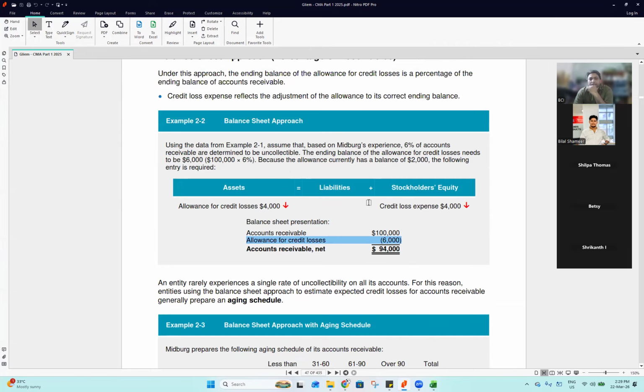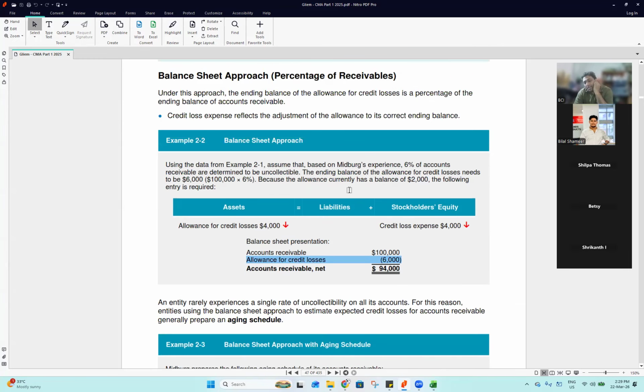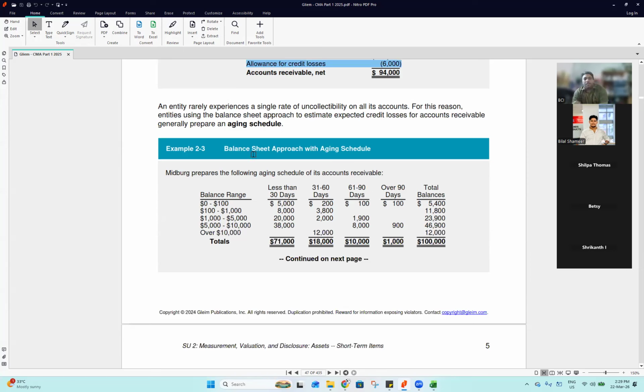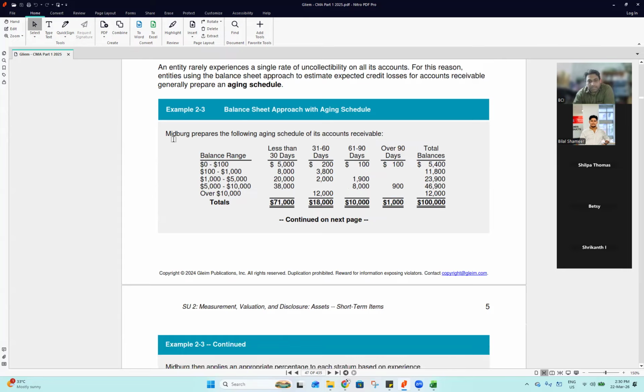Now, the second one. Normally in companies, we don't take a percentage of the total accounts receivable. We do the aging report, right? On the basis of the aging report, you do the provisions, correct? Now comes the aging schedule. An entity rarely experiences a single rate of uncollectability on its accounts receivables. For this reason, entities use the balance sheet approach to estimate expected credit losses for accounts receivable, generally preparing an aging schedule. Now, for example, in this case, this is on the basis of amounts.